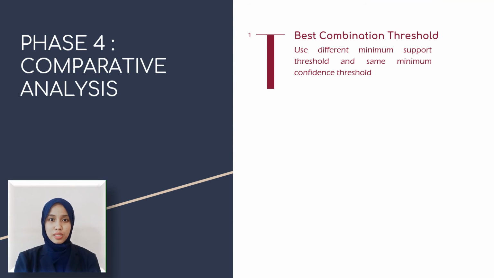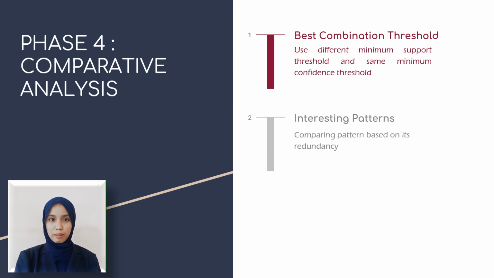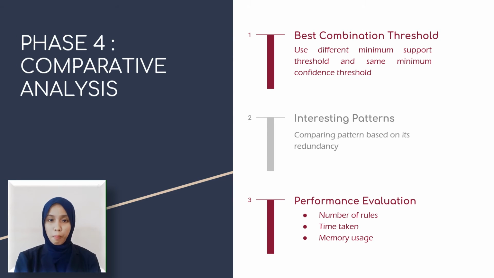After applying the time series of the data to mine frequent item sets and generate association rules, comparative analysis will be conducted for both results generated by the Apriori and Eclat algorithms. First, this analysis will compare the best combination of the minimum support threshold and minimum confidence. Second, interesting patterns based on their redundancy and performance, which is the number of rules, time taken, and memory used.